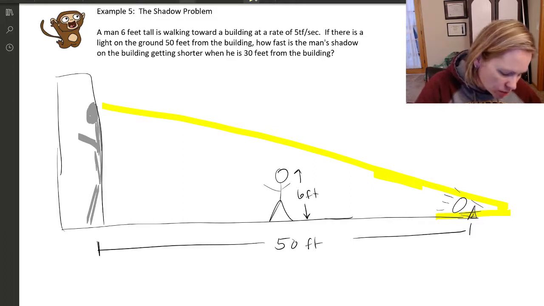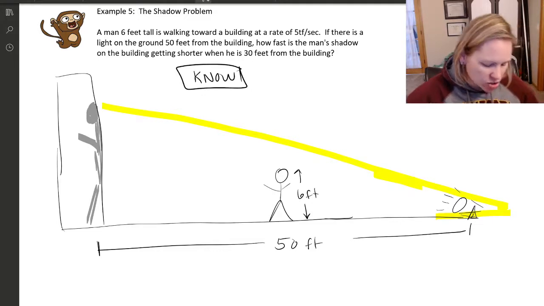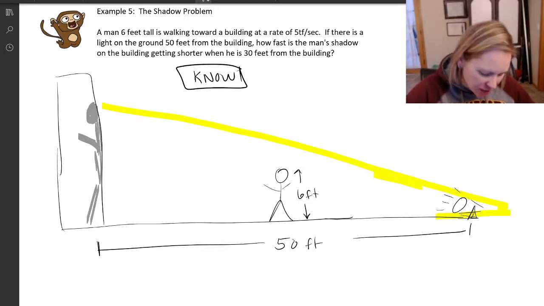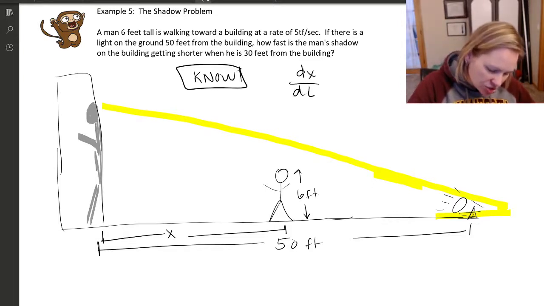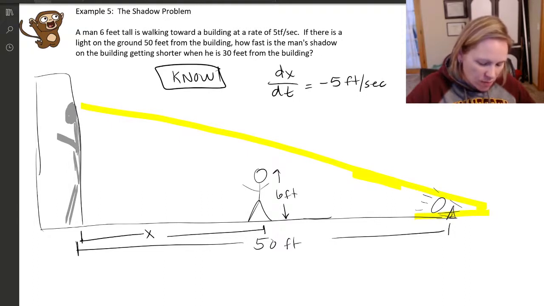So let's write down what we want to know, or what we do know. We know that the distance the man is walking towards the building is changing at a rate of 5 feet per second. And there's a little typo there, don't mind that. So I need to label this. So I'm going to label this distance x. So whatever distance the man is from the building, I'm going to call it x, okay? That means dx/dt is changing at a rate of -5 feet per second. So that's a value that I know.